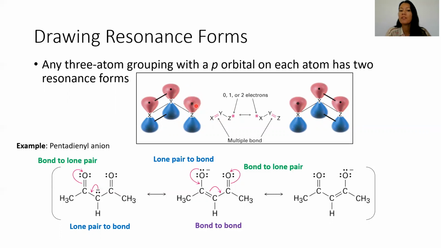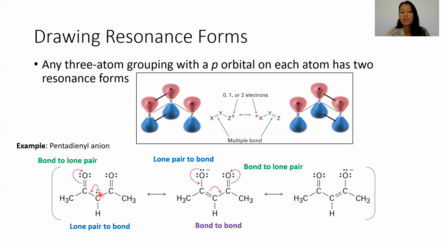Or 2, because then these 2 electrons can go towards the double bond and move that pi bond onto itself or somewhere else. So let's just go through that example. Here's a pentadienyl anion, meaning you have a negative charge on this carbon. This is now a carbanion.